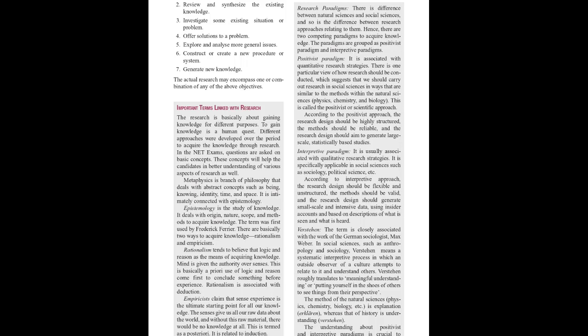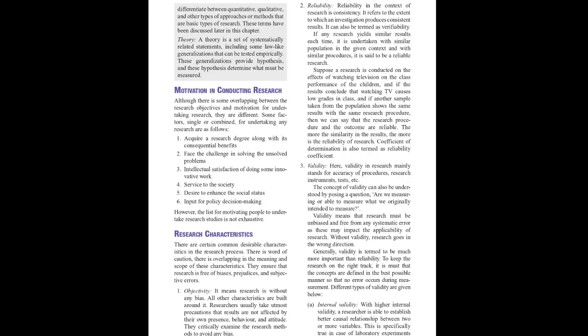The method of the natural sciences, physics, chemistry, biology, etc., is explanation, erklären, whereas that of history is understanding, verstehen. The understanding about positivist and interpretive paradigms is crucial to differentiate between quantitative, qualitative, and other types of approaches or methods that are basic types of research. These terms have been discussed later in this chapter.